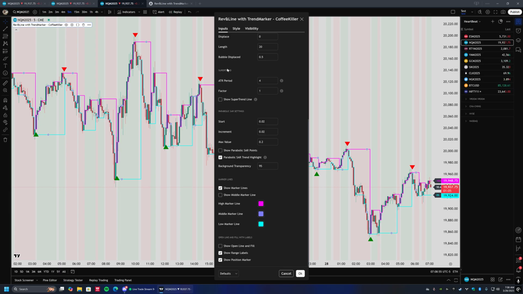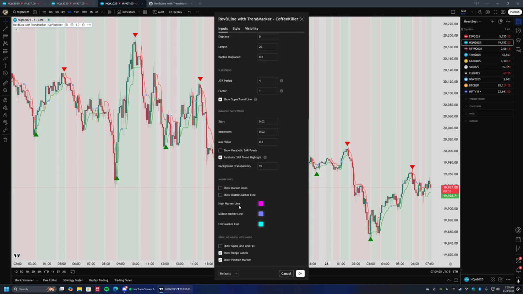What I did was add in a super trend that has its own custom settings. Now, by default, when you load this, the super trend line will not be shown. But if I click on this, it will show the super trend line, so it will come up. I want to keep tight enough settings that it follows the trend relatively well. Right now I'll turn the marker lines off, so I can show you what we're looking at.